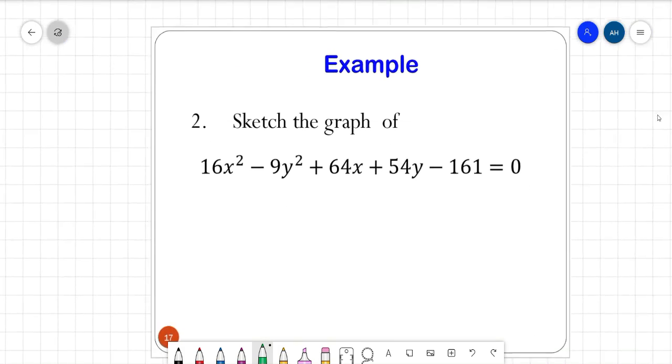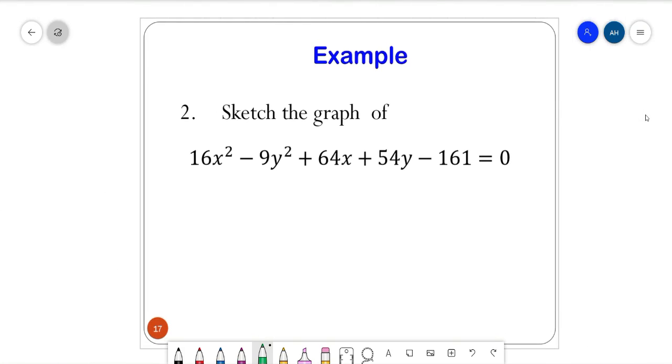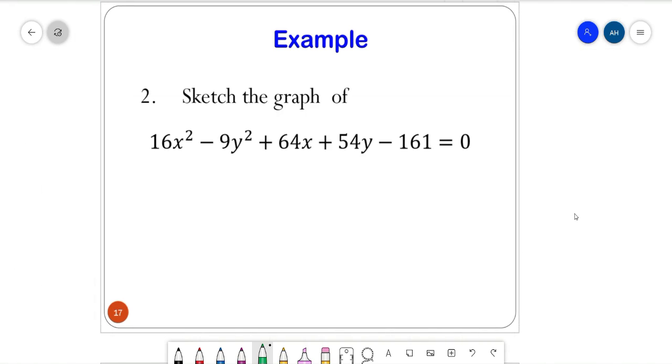That is this problem here. Sketch the graph of this equation: 16x squared minus 9y squared plus 64x plus 54y minus 161 equal to 0. Now, I hope you notice that this equation is not in standard form, and it is in general form.